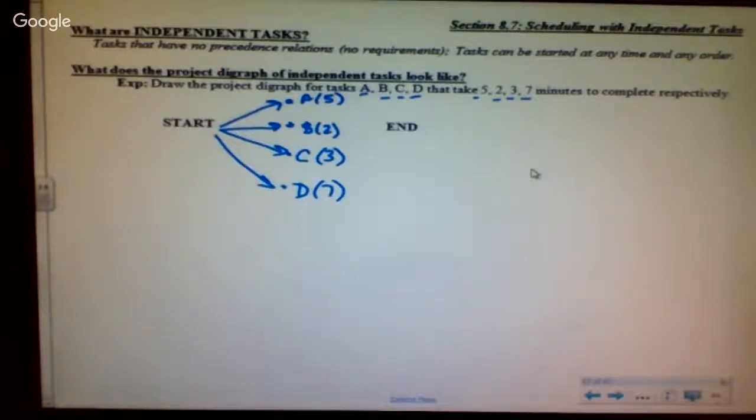So the only arrows, again, that lead into independent tasks are the arrows that come from a start. If every task is independent, that means none of them lead into anything else either, which means they all lead to the end as well.